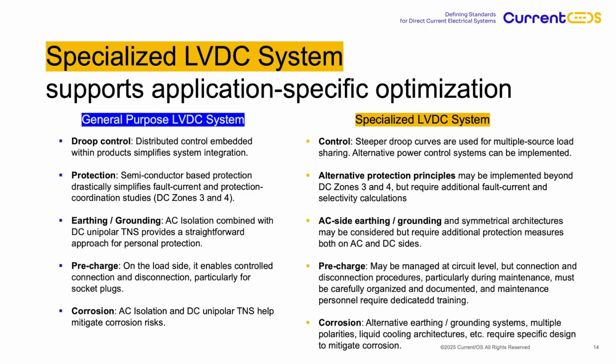Alternative earthing and grounding architectures may also be considered, including AC side grounding approaches. In such cases, more advanced system design expertise is required to implement the additional protection measures necessary to address DC current injection on the AC side, or the presence of AC components on the DC side. Pre-charge management may also be organized differently and centralized at circuit level, when simple plug-and-play disconnection is not required. Finally, corrosion aspects specific to DC systems must not be overlooked. Any grounding architecture differing from the recommended approach requires particular attention to corrosion mitigation.